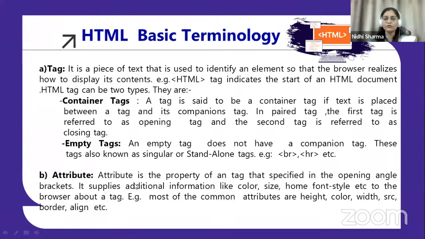The default color of the hyperlink is blue. If I want to change the default color of the hyperlink, I need to give the same as an attribute of a tag, the anchor tag, which is used to create the hyperlinks.